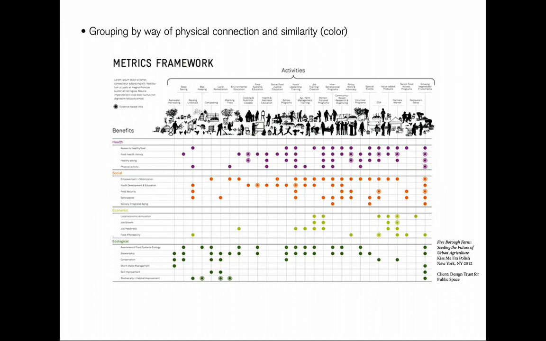So in this example, we have a couple different ways that we're creating grouping. Okay, so this is a relatively complex little infographic here. So let's kind of investigate a little bit. This is the 5-borough farm, seeding the future of urban agriculture. Okay, and what do I have here? I have a little grouping of various infographics. They're physically connected to one another. There are rules, little lines connecting them. Okay, and then I also have similarity of color. So these are all black, so I see them all as one.